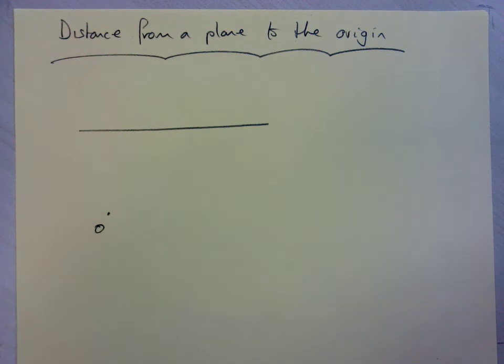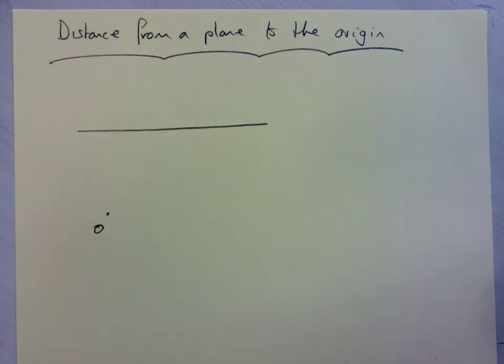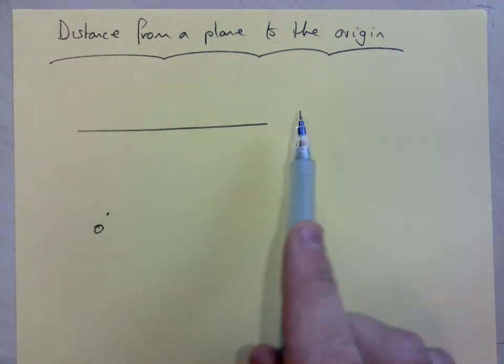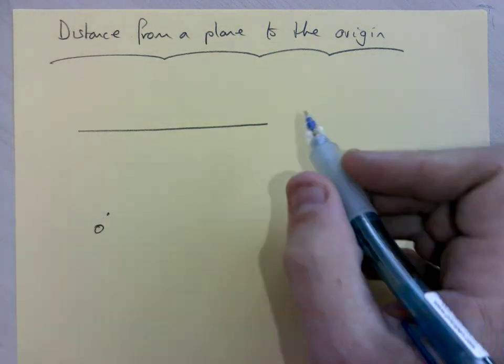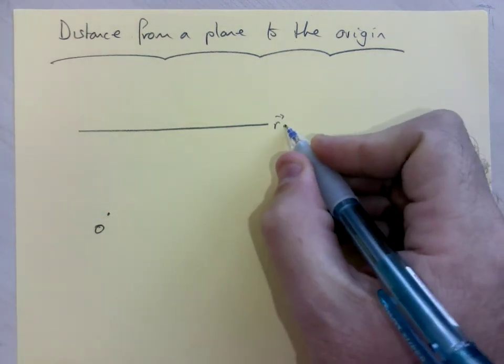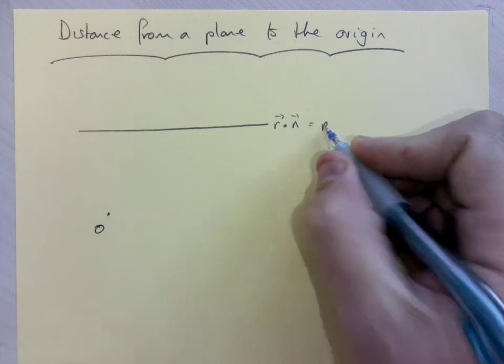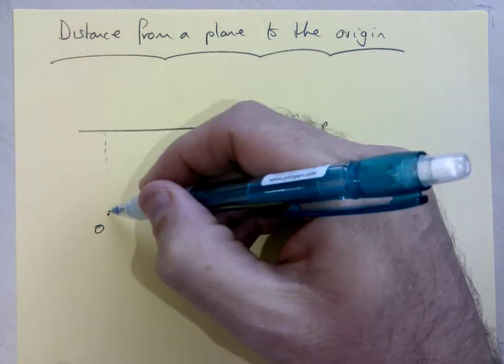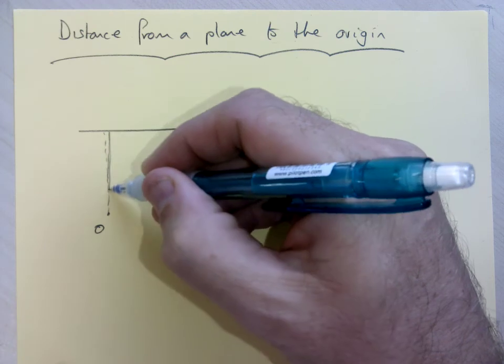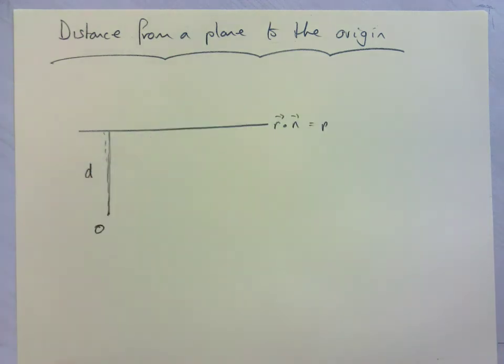Okay, I just want to make sure that we're happy with a quick method for finding the distance from a plane to the origin. So in this diagram, I'm looking side on at the plane here. So let's call this the plane r dot n is equal to p. And I'm interested in the shortest distance, of course. So this distance here is what I'm looking for.